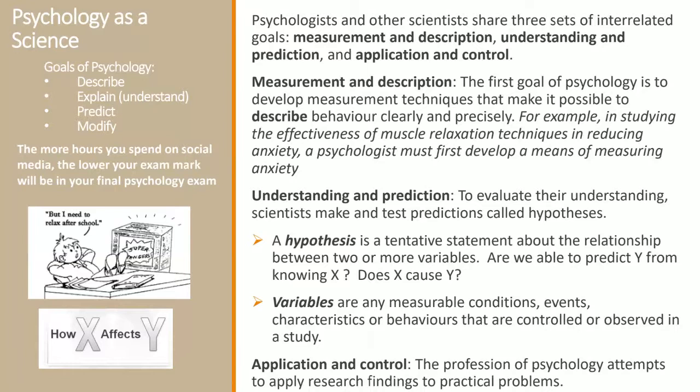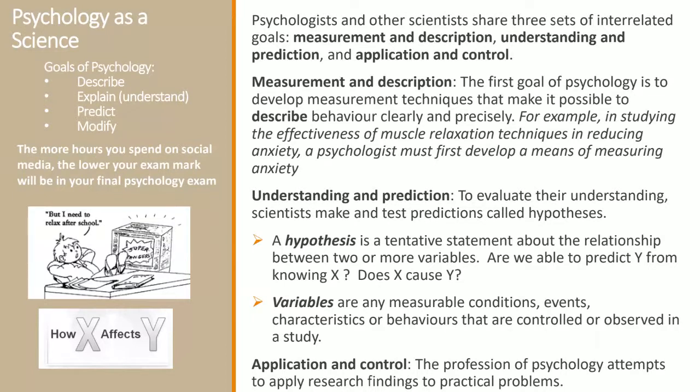And then to understand and predict, that's our next step. In order to do that, we make things called hypotheses. And I think you'll read a lot about hypotheses in psychology. A hypothesis is a tentative statement about a relationship. We've got two variables, X and Y, and we have to make a statement about their relationship. So, for example, muscle relaxation techniques are not effective in reducing anxiety. That's our hypothesis. It's a tentative statement about a relationship, and then we have to go ahead and prove it or disprove it. It can work either way.